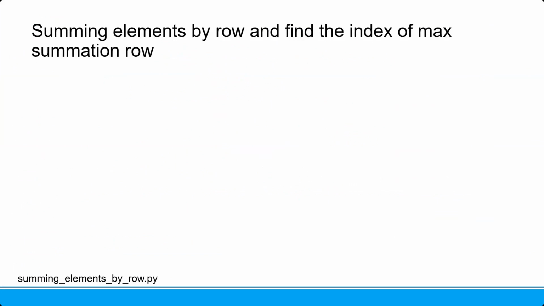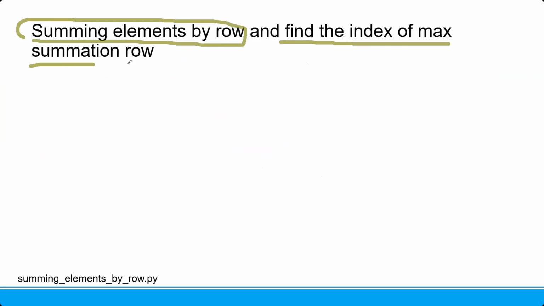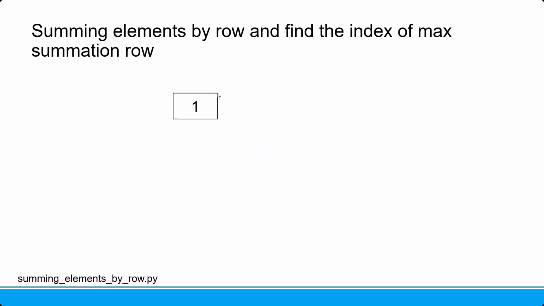There is another problem with the matrix. I want to sum the elements by row and find the index of the maximum summation row. So what does it mean? Let's say I have the matrix 1, 2, 3, 4, 5, 6, 7, 8, 9. For the first row, 1, 2, 3, I can do the summation by row: 1 plus 2 plus 3. So it is 6. And this is at index 0.